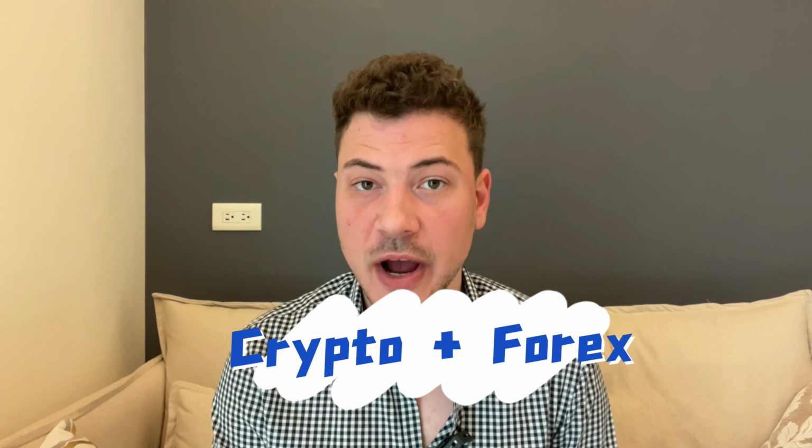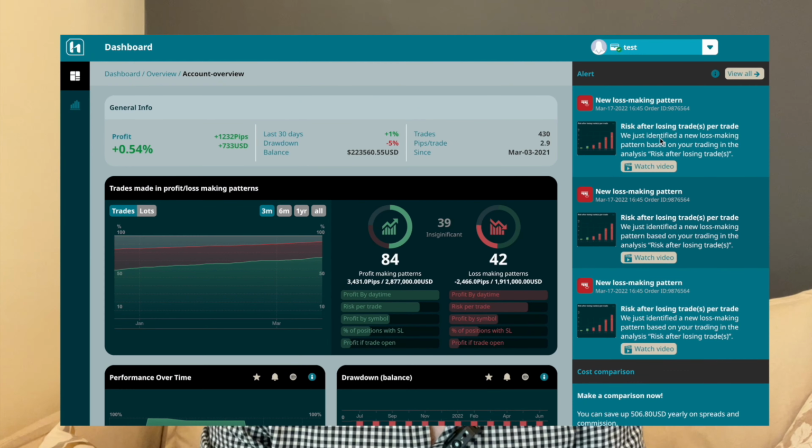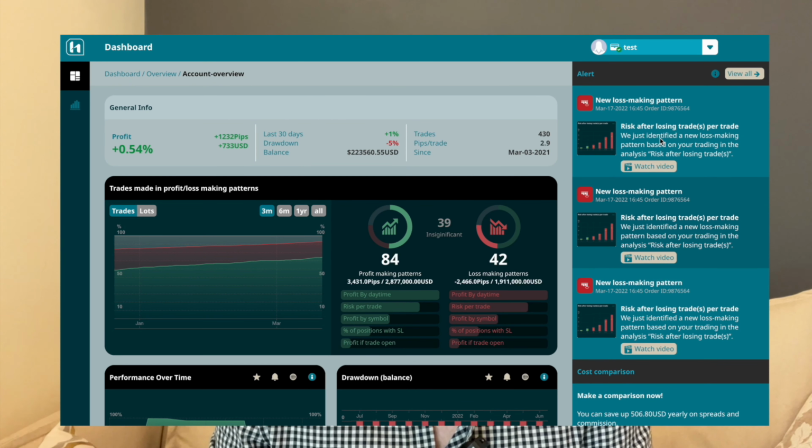This AI can of course be applied to any trading market. We start off with crypto and forex trading though. Let's have a look at two interesting examples.